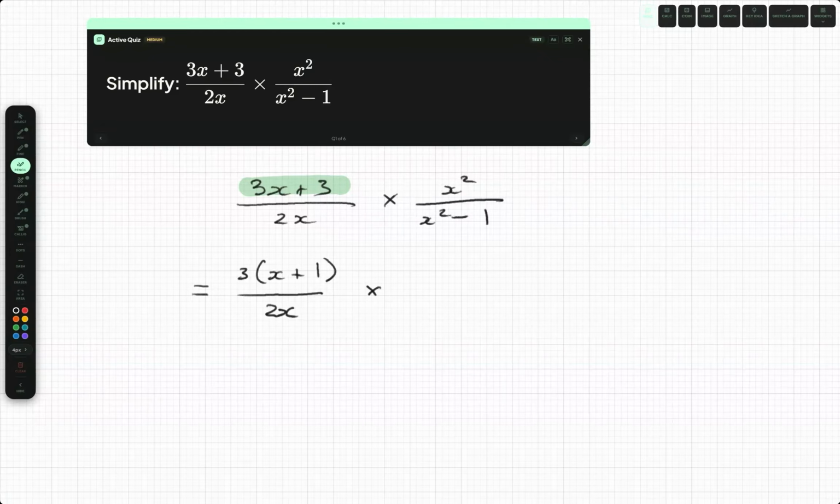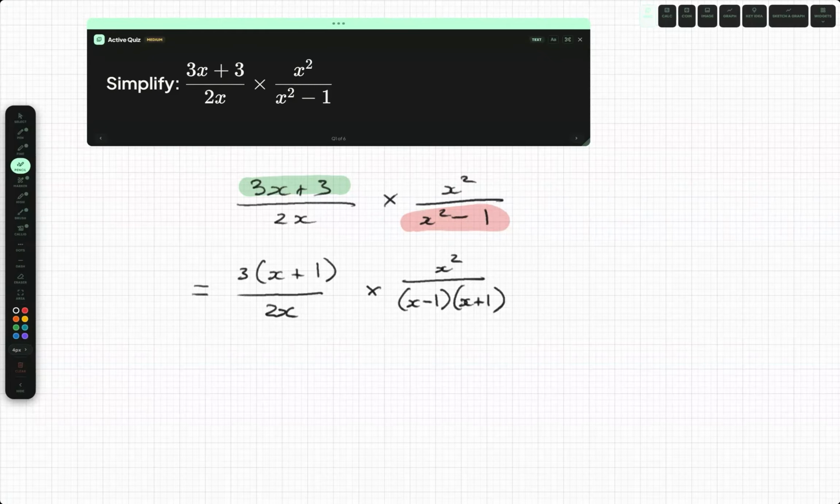Multiplied by, well, is there something we can factor out here at the top? No, so we'll just leave this as x squared. And we'll look at the bottom and we'll see that if we were to use our minds a little bit, we can see that this is a difference of squares, a super common difference of squares that you should be able to recognize really easily. And it's x minus 1 and x plus 1. Just remember the order of those two bracketed numbers doesn't matter.